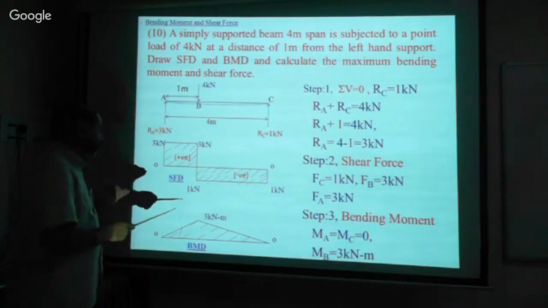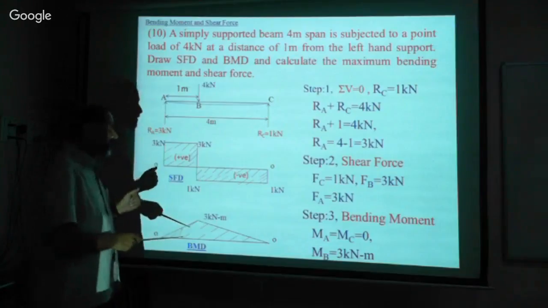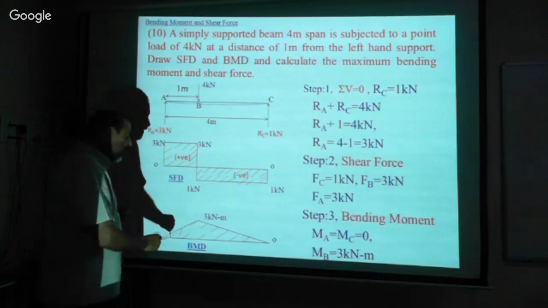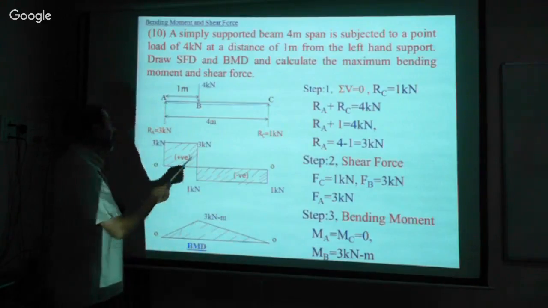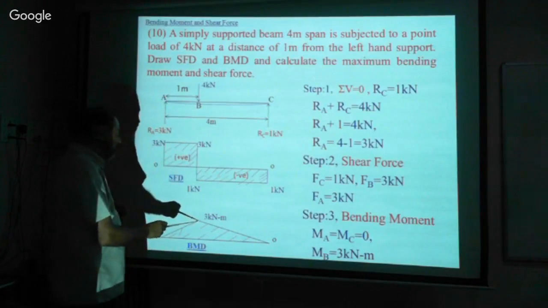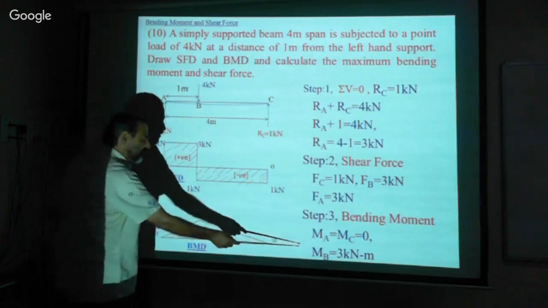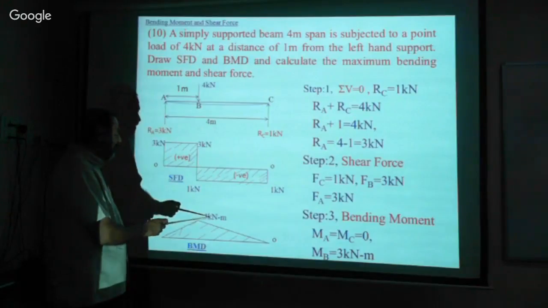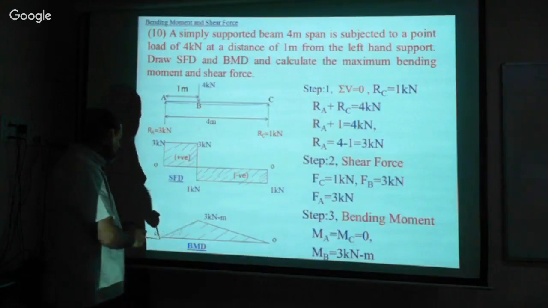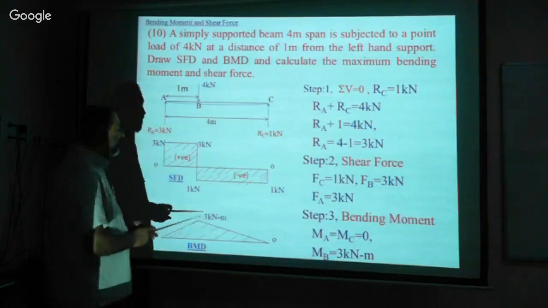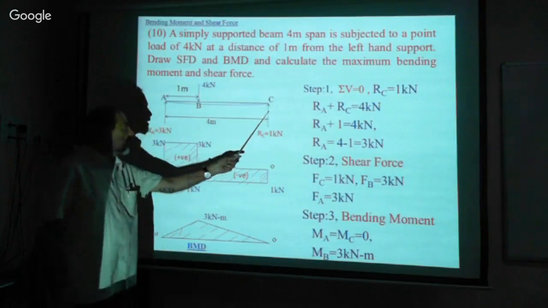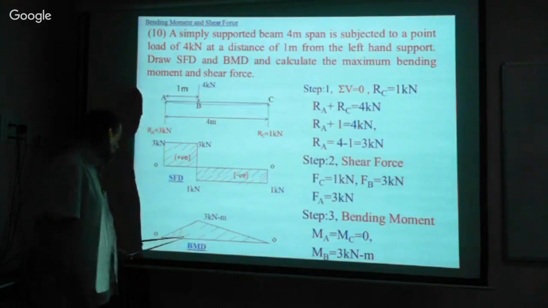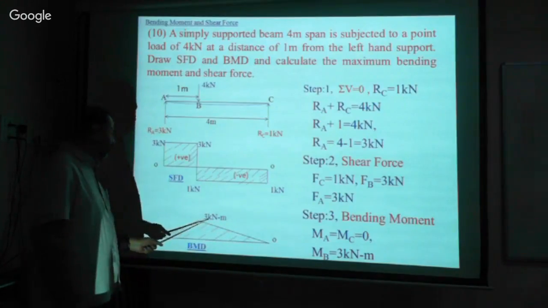And similarly, let us now draw the bending moment diagram. To draw it, take a reference; this is the reference and this is the critical point. At this point we have calculated the bending moment, so measure this distance and mark the point. We will get 3 kilonewton meter. Now join these points. This shows the variation of bending moment across the beam. Complete this diagram, and this gives you the bending moment diagram.